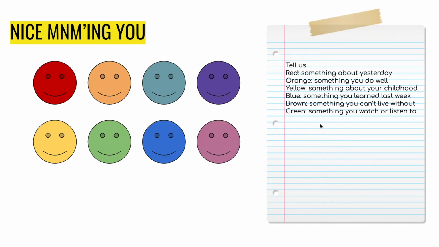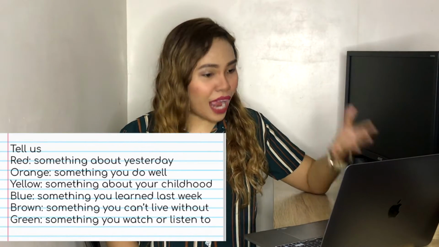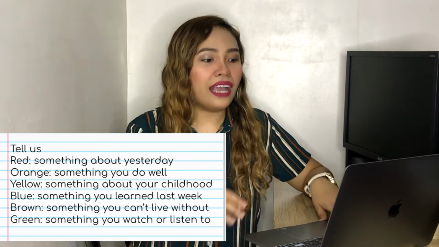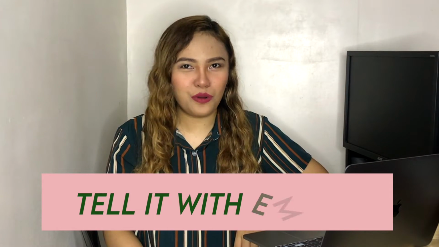Okay, so nice M&Ming you. So say for example, red is tell us something about yesterday. If it's orange, tell us something that you do well. If it's yellow, share something about your childhood. Blue, something you learned about last week. Brown, something you can't live without, or green, something you watch or listen to. Again, you can modify the colors, you can modify whatever question or story is associated with a particular color. It's up to you.